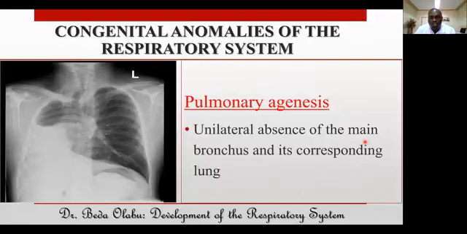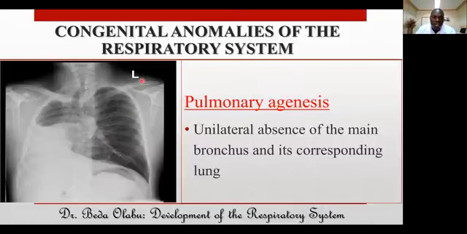You can have failure of formation of one lung. One lung is completely absent, and that is what we call pulmonary agenesis. Like in this case, the lung that is absent is the one on the right. This is the right, this is the left. Dark means there is air, and air means this lung.